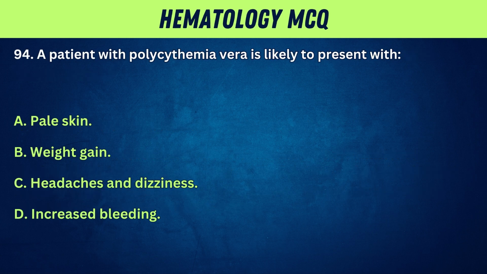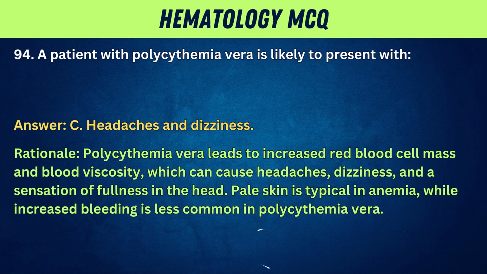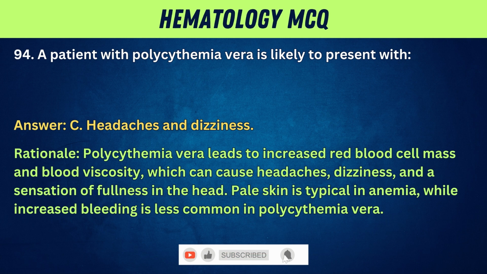94. A patient with polycythemia vera is likely to present with A. Pale skin. B. Weight gain. C. Headaches and dizziness. D. Increased bleeding. Answer: C. Headaches and dizziness. Rationale: polycythemia vera leads to increased red blood cell mass and blood viscosity, which can cause headaches, dizziness, and a sensation of fullness in the head. Pale skin is typical in anemia, while increased bleeding is less common in polycythemia vera.